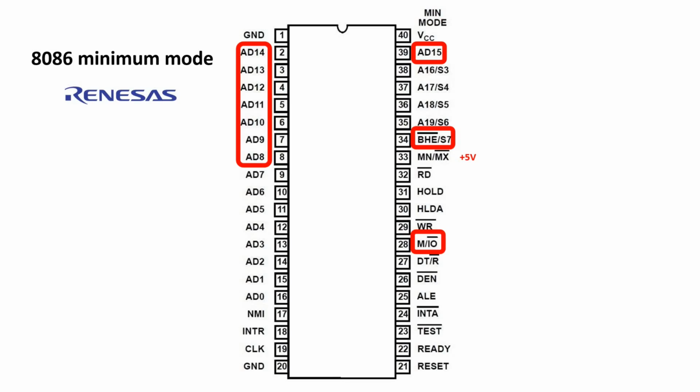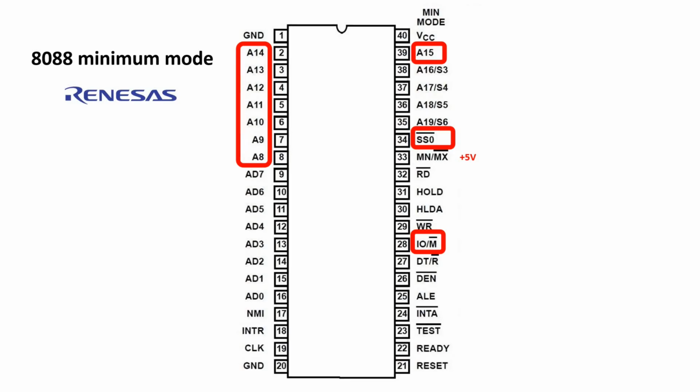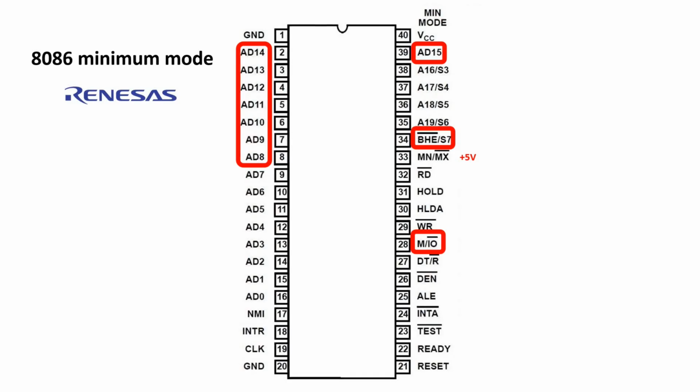Pin 34, bus high enable, is used to indicate whether a read or write is taking place on the lower or upper data bytes. Pin 28 is a pin that says whether we're doing a memory access or an I/O access, and again the polarity for some reason has changed between the 8088 and the 8086. That's just something to be aware of.